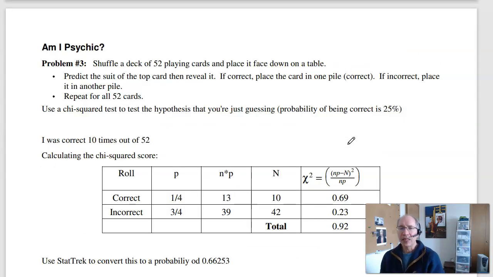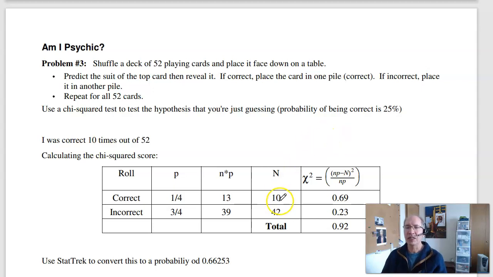Problem 3 is determine whether or not you're psychic. So here what you do is you take a deck of playing cards and predict. The first card's a heart, diamond, club, or spade. Flip it over, see if you're right. Same for the second card and third card. Keep track of how many times you're right, how many times you're wrong.